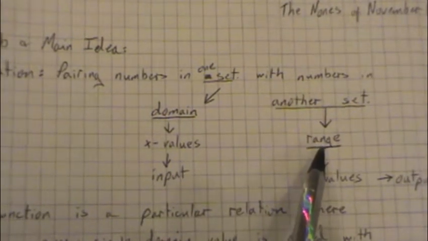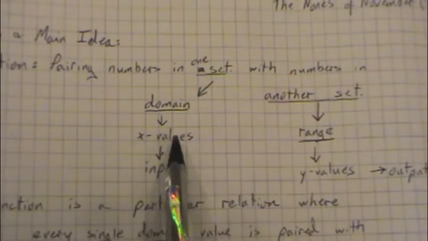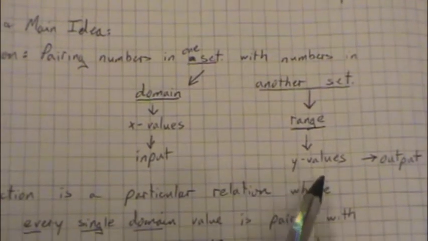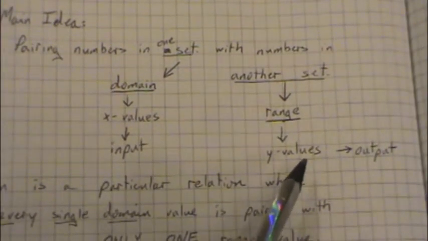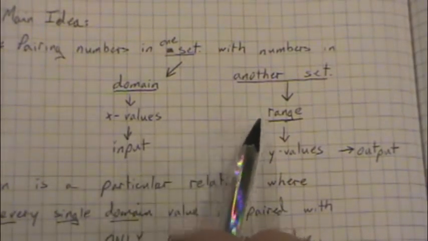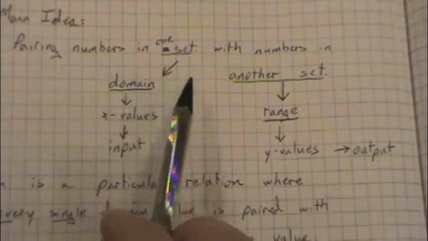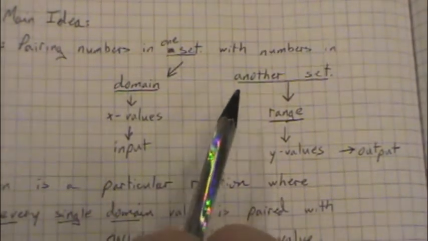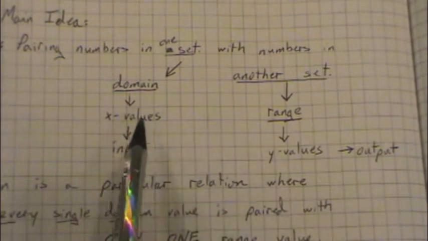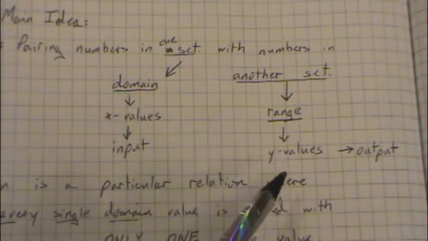You've actually worked with this already with other words. The first set is the x values. The other set is the y values. Or, to use some other words we've already used, the first set is the input. The second set is the output. So a relation is pairing numbers in one set with the numbers in another set that creates x values and y values. From this point on, domain is going to mean x values. Range is going to mean y values.